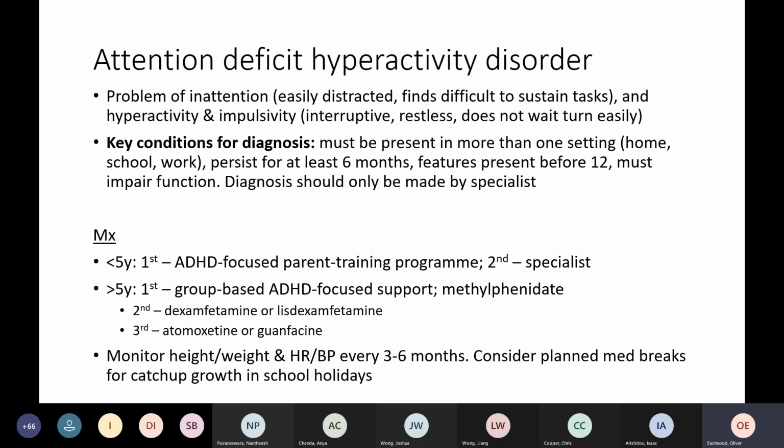And I think it's important to mention growth. It can stunt the child's growth. You're basically putting them on long-term stimulants, and that just overclocks everything. So what they often do is during school holidays, they maybe give a catch-up growth period where they'd cease the medication for a bit.